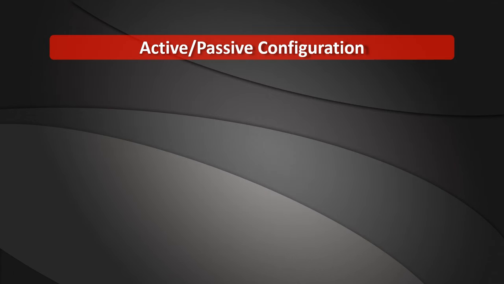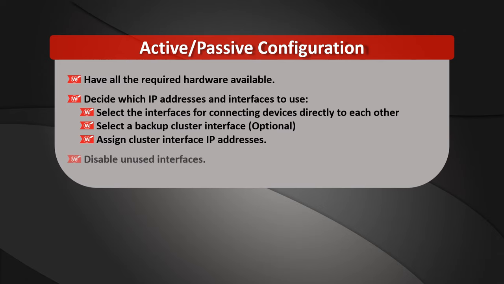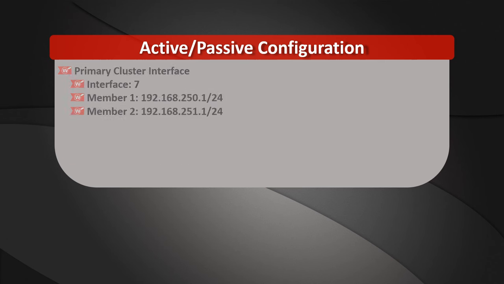Before activating the FireCluster feature, ensure that you have the necessary hardware to set up your FireCluster. Plan the IP addresses and interfaces to be used, and deactivate any in-use interfaces in the configuration file. For this demonstration, I will employ specific interfaces and IP addresses, connecting them as illustrated.